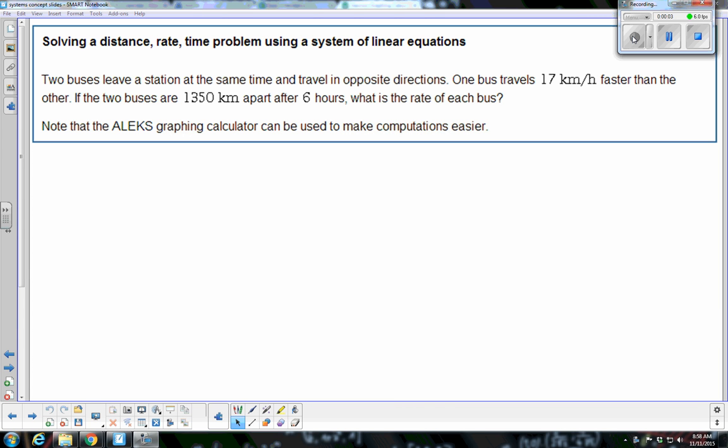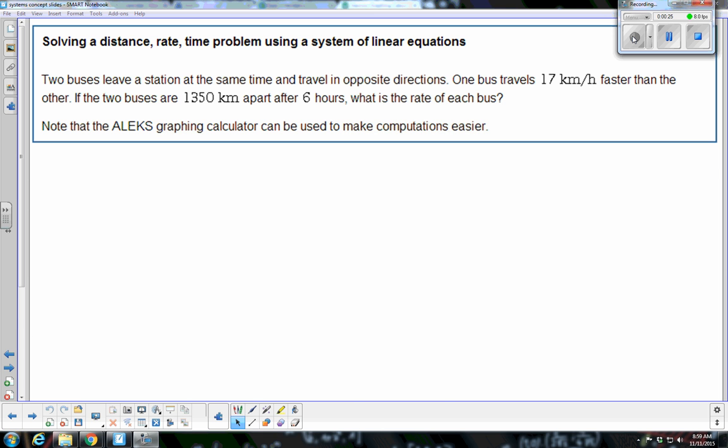Okay, so today I'm going to show you how to solve distance, rate, time problems using a system of linear equations, okay? This might be my favorite topic of this objective. So we'll take some time, we'll see if we can get through this and give you some information on how to solve this kind of problem.